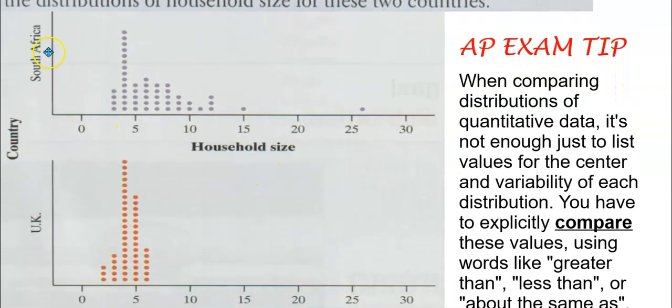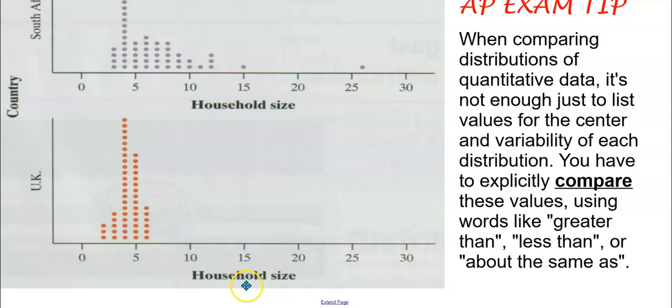All right, so on top, we have the South African distribution for household size on a dot plot. They started at 0, they ended at 30. So 0, 5, 10, 15, 20. It would appear that 4 households had 3 people. Look at all the people that had 4 folks in the household. There were 6 and 5, etcetera. And then way out here, we have one that had about 26 people in that household. Down below, we have the UK household sizes.